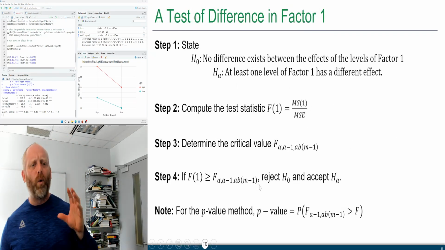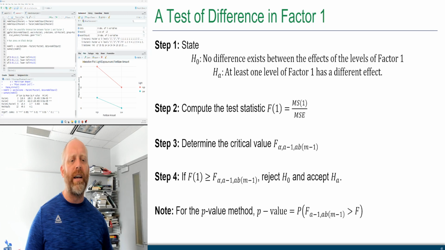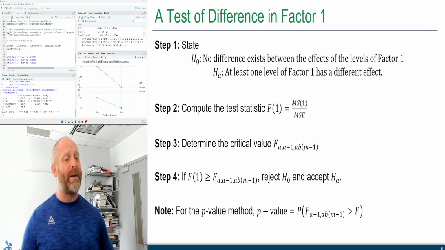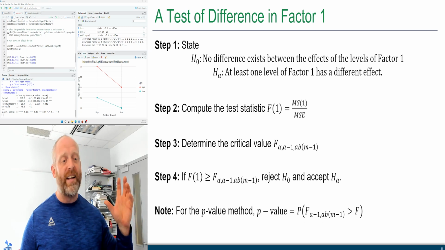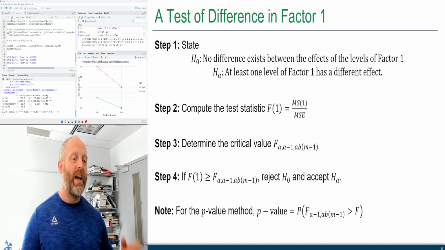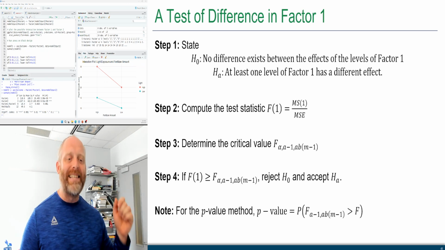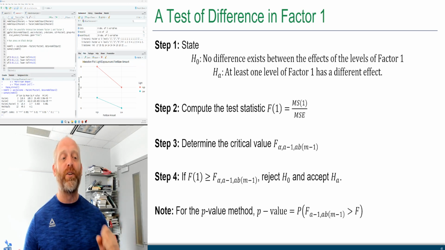Okay, so at this point, all we're going to be talking about is the 3 different hypothesis tests. I'll let you read through them yourself because basically these are the same as absolutely everything. The null, the alternative, again, there is no difference between the effects of the levels of factor 1 versus at least one of the levels are different. I have my F statistic, I have my critical value, so each one of the critical values will be different because they are coming from a different F distribution based upon the degrees of freedom.